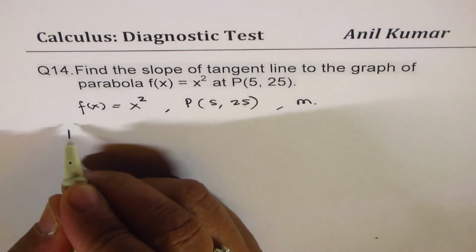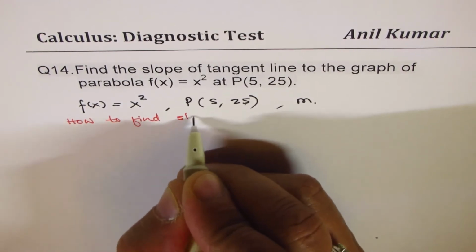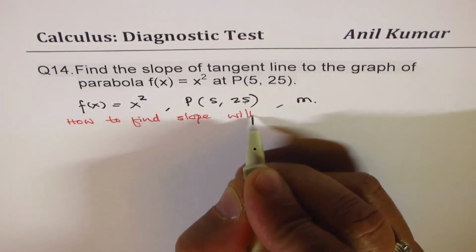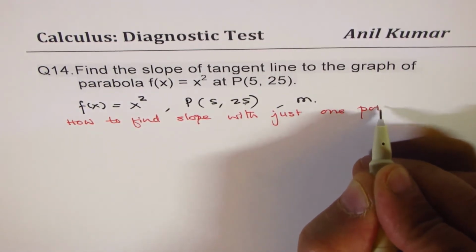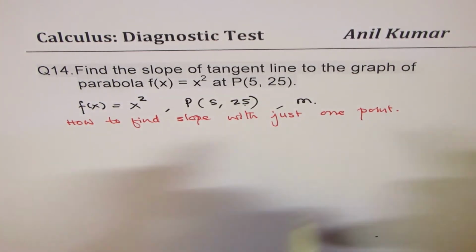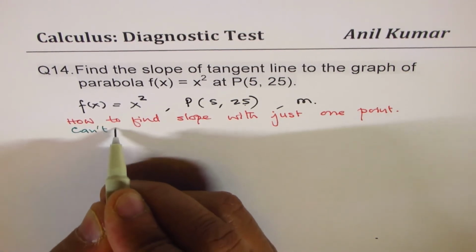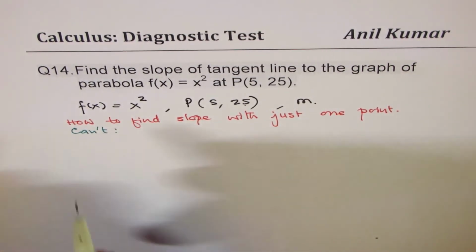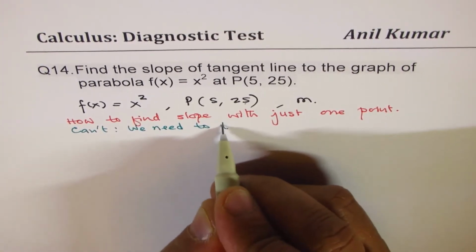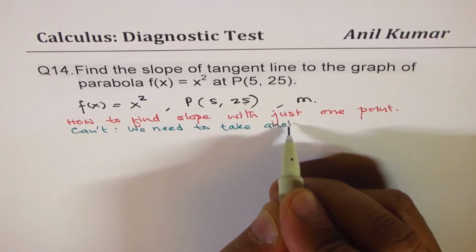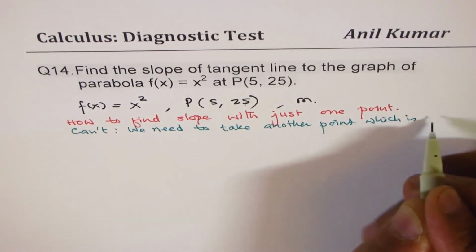So the problem here is how to find slope with just one point. Well, we can't. The answer is we can't. So that is sure. So what do we do? What we do here is we need to take another point which is very close.